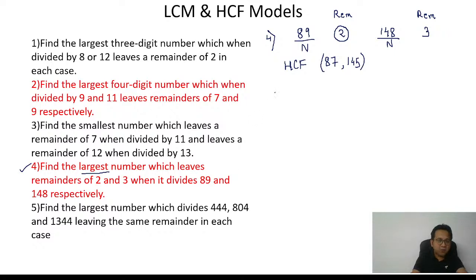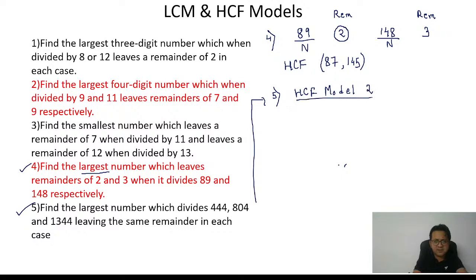And number 5 was HCF model 2. What was HCF model 2? Largest number which divides 444, 804 and 1344, leaving the same remainder. HCF model 2. How will you do it? If there are three numbers, how will you solve? This is HCF model 2.